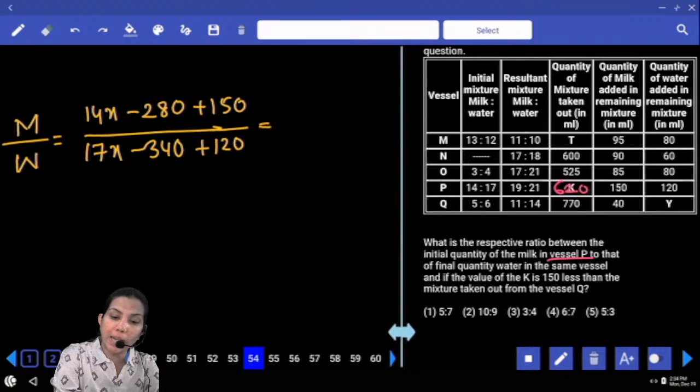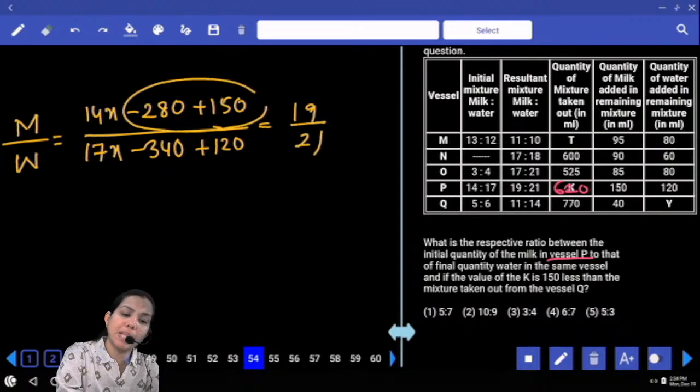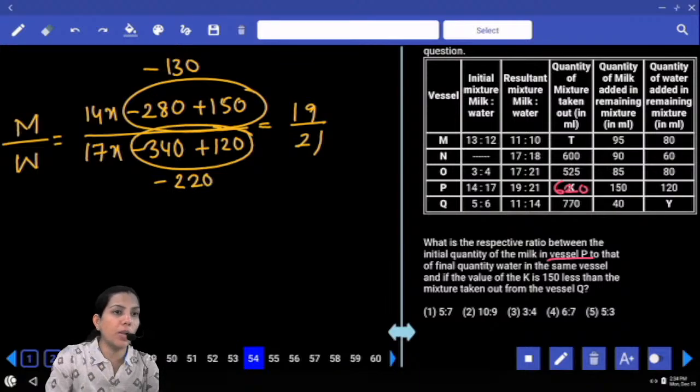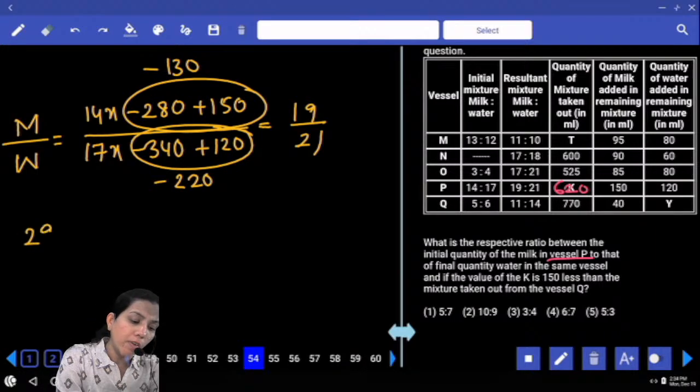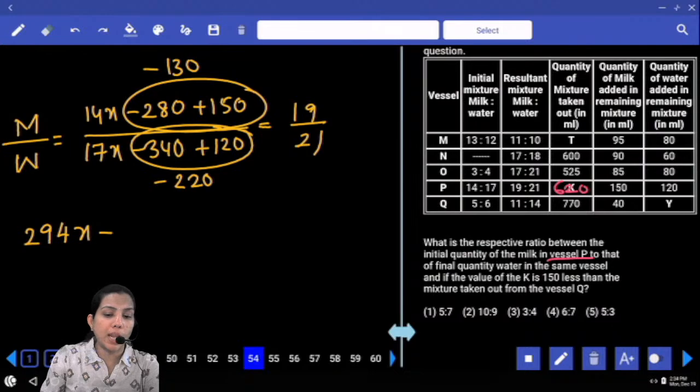Finally, the quantity of milk and water are in the ratio 19:21. What is minus 280 plus 150? Minus 130. And what is minus 340 plus 120? Minus 220. Next, 21 into 14x. 21 14s, 14 20s is 280 plus 14, 294. అంతే కదా, 294x. Minus 13 into 21. చూడండి ఎంత వస్తుందో? 210 plus 63.